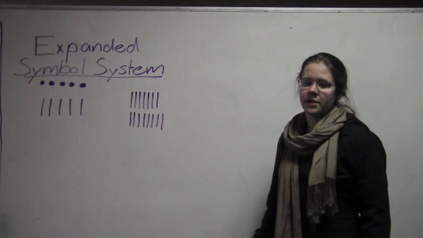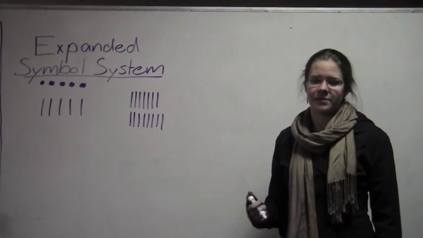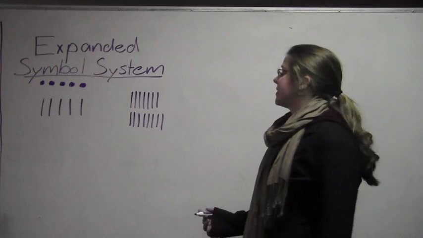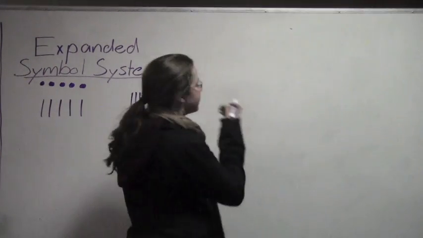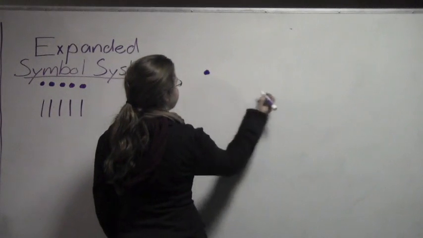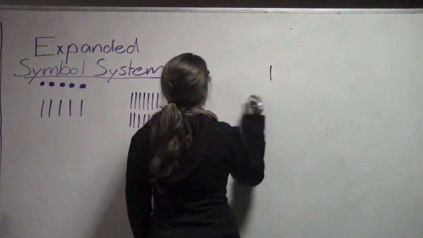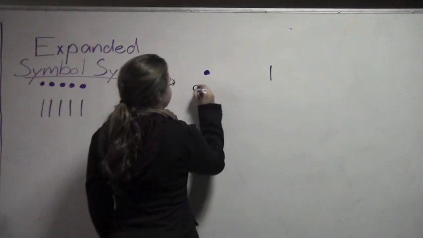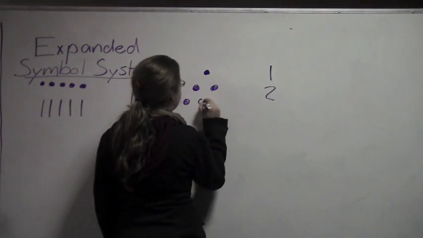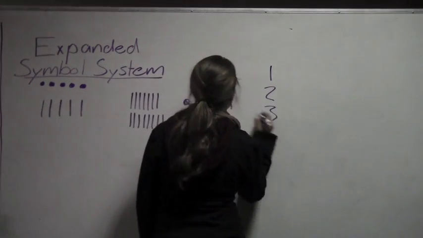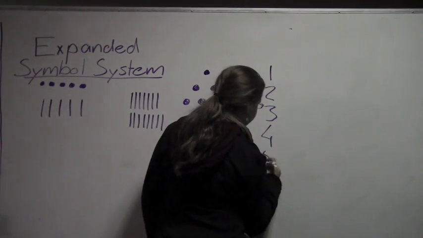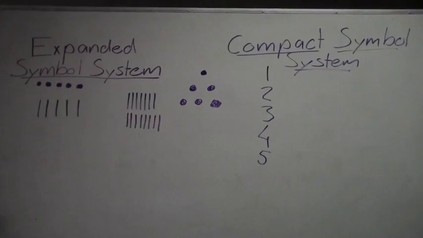Another way to do this is to use symbols to represent different quantities. That is, use a different sound, word, or picture for each quantity. So the way that I want to do this is represent 1, which would be this many in our expanded number system, with this arbitrarily decided symbol. 2, with this. 3, with this. 4, like this. 5, like this, and so on.